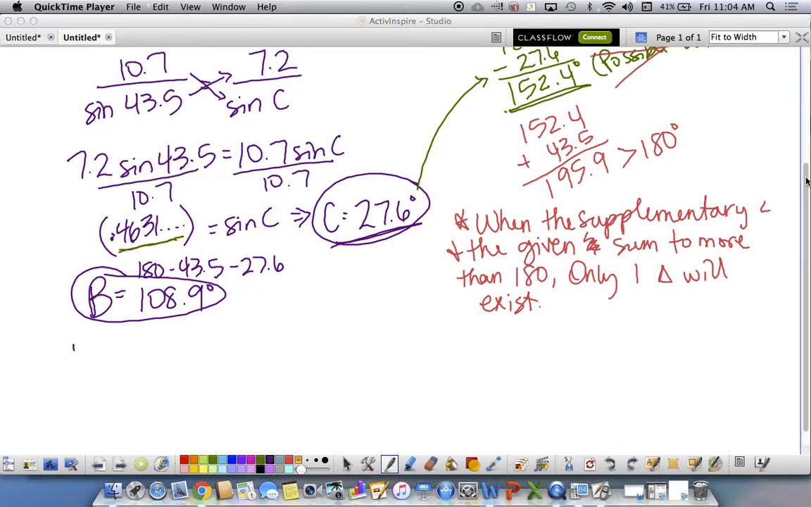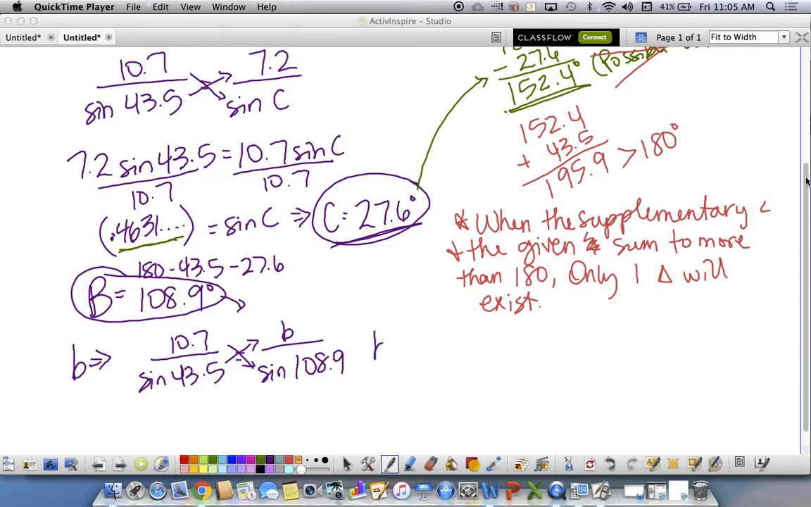To find little b, I need the law of sine. I have an angle and a side opposite it, which was my A, that's 10.7 over sine 43.5 equals B over sine B. What is my sine B? It's right there, 108.9. We're going to cross multiply and solve for little b, and we get little b equals 14.7 inches. So when there's only one triangle, you'll have three answers: the other two angles and the missing side.